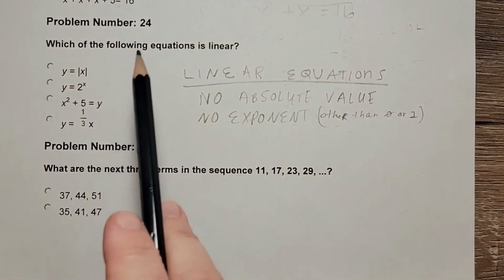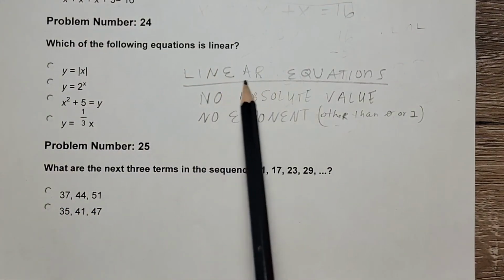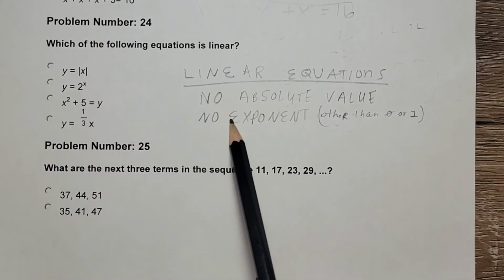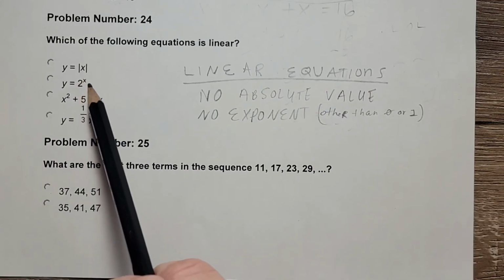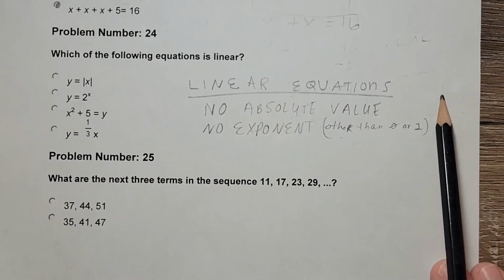Okay, problem number 24. Which of the following equations is linear? First, let's go over this, that linear equations will not have the absolute value in them, and they will not have exponents other than 0 or 1 in them. So, not that one for sure. That might be a 0 or 1, I don't know. You could substitute that, I guess.